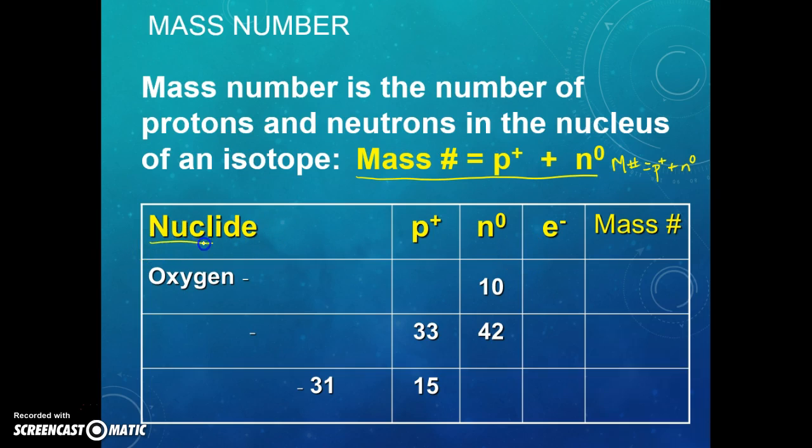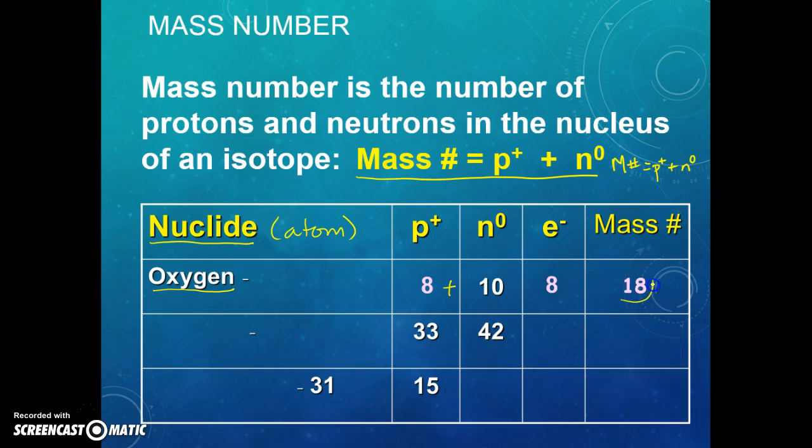Now the word nuclide is just a fancy name for the word atom. This is just describing a specific atom of an element. So here we understand that we have the atom oxygen. That gives us a piece of information that's very important here. So oxygen has an atomic number of 8, which means that we would have 8 protons. Because we have 8 protons, we then have 8 electrons. Now, to find the mass number here, we simply take protons plus neutrons, and we get a mass number of 8 plus 10, which is 18.